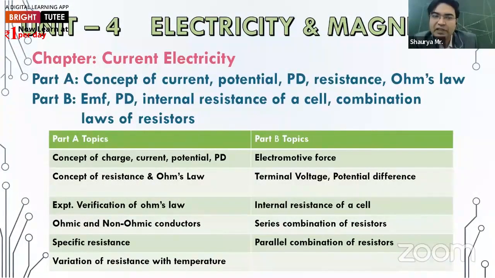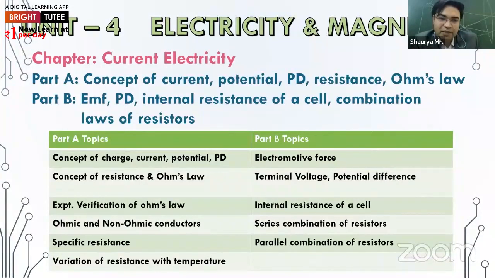The first one deals with the concept of charge, current, electric potential, the potential difference, resistance, and finally we discuss Ohm's law. In the second part of this chapter, we deal with the electromotive force, the terminal voltage, potential difference, internal resistance, all these parameters of a cell. Further, in the second half of this part B, we talk about the combination laws of resistors, that is series and parallel laws, which form a really integral part of the syllabus as has been seen in the specimen paper released.